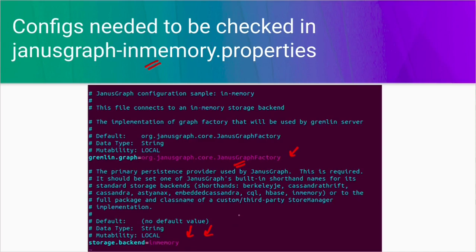Here the storage backend can be HBase, Cassandra, etc. We can even see all the shorthands that can be provided here in the comment section. That is berkeleyje, cassandrathrift, cassandra. We can configure all these as storage backends. We will see some of these connections and configurations in future sessions. As of now, I just want to use in-memory configuration. Let's move ahead to the next configuration file.